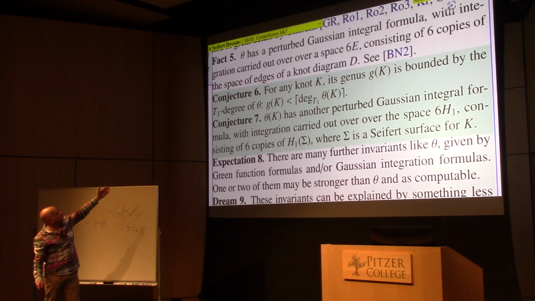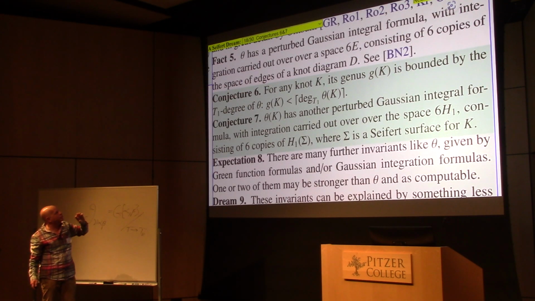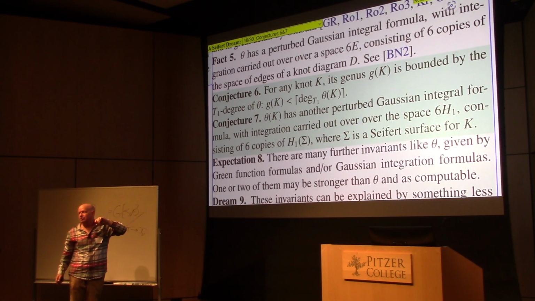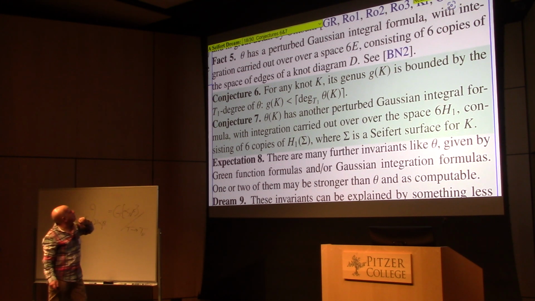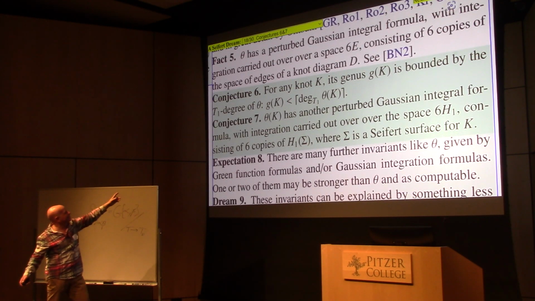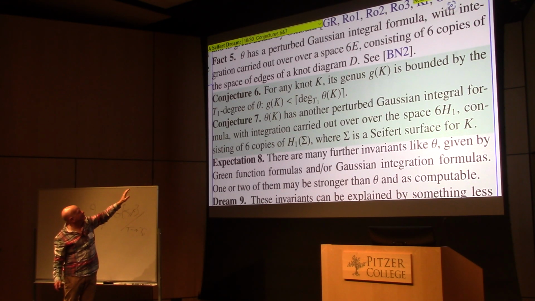Anyway, the conjecture is that for any knot K, there is a genus bound. Basically, the degree of the theta invariant is always... Oh my God! Did I mess up? It's the other way. Yeah, because we have examples where it's zero. It's of course the other way. Sorry, the inequality goes the other way. So the degree of this polynomial theta is always less than the genus.